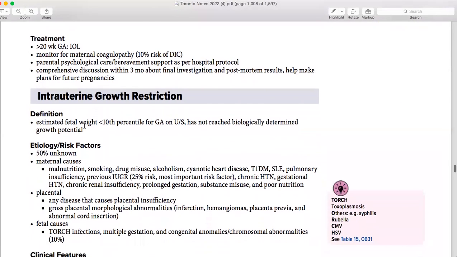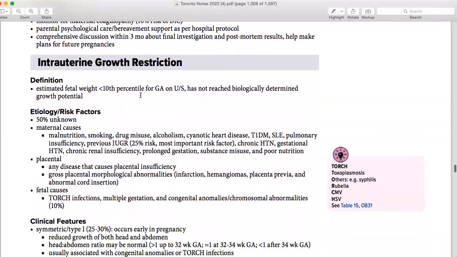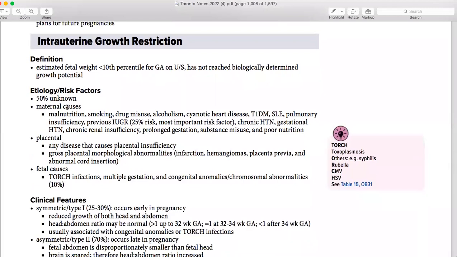Then comes intrauterine growth restriction. This is important. Estimated fetal weight less than the 10th percentile for the gestational age, or the ultrasound shows the fetus has not reached its biologically determined growth potential. I think there was one topic in peds, which we will discuss, and you need to know the difference between it. I'm not sure what the topic name is, so I will not say any name here.